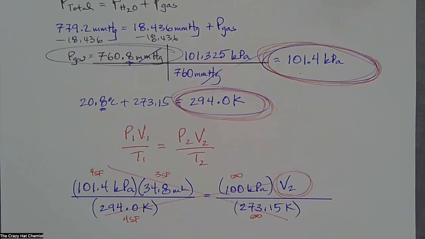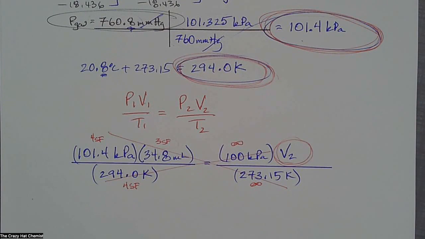So what we're going to do is slide this on up here just a little bit. We're going to solve for V2, and plugging into our calculator, we're going to do the following. 101.4 times 34.8 times 273.15 divided by 100 divided by 294.0. I'm going to round that to 3 significant figures, and that will be 32.8 milliliters. Okay, fantastic. That is my correct numeric value.